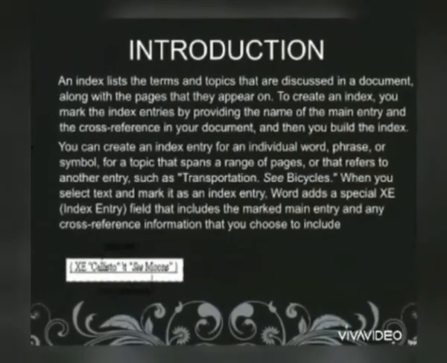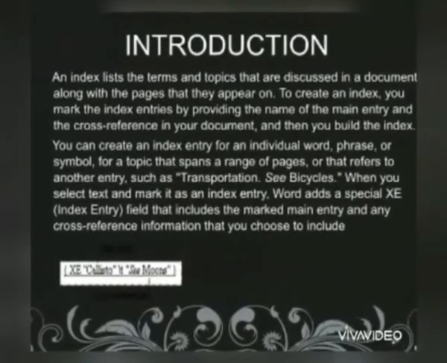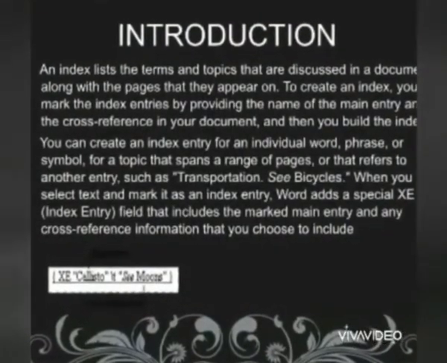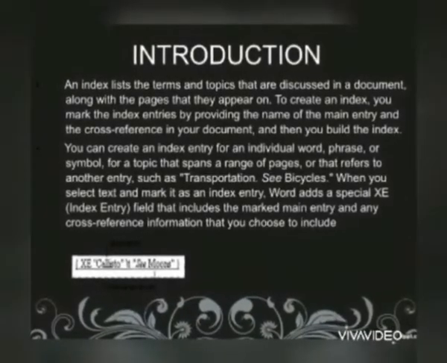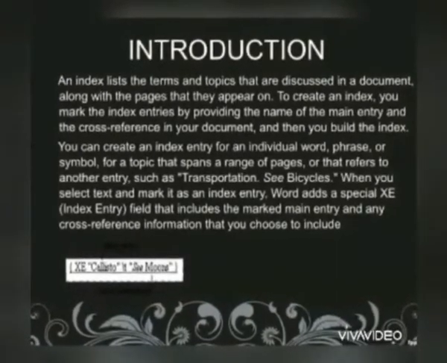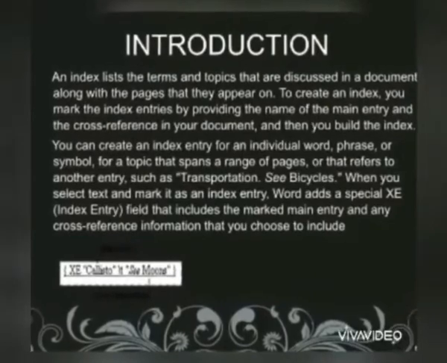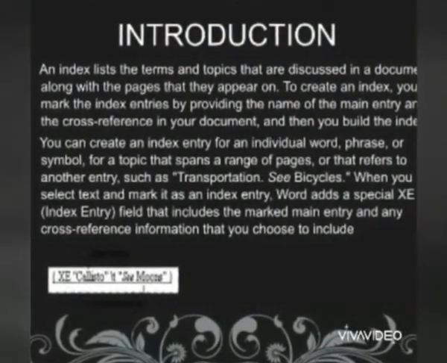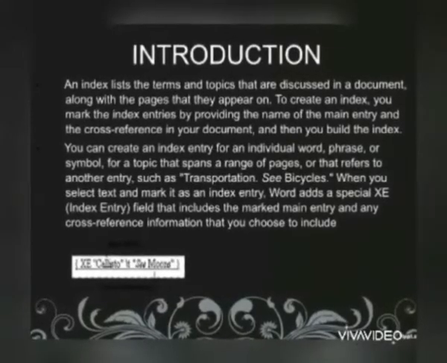An index lists the terms and topics that are discussed in a document along with the pages that they appear on. To create an index, you mark the index entries by providing the name of the main entry and cross-reference in your document. And then you build the index.